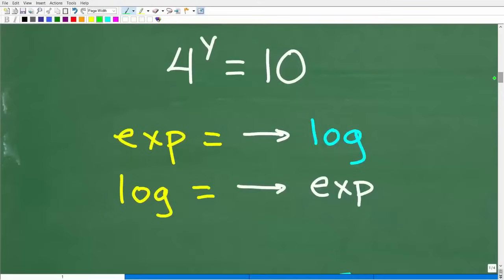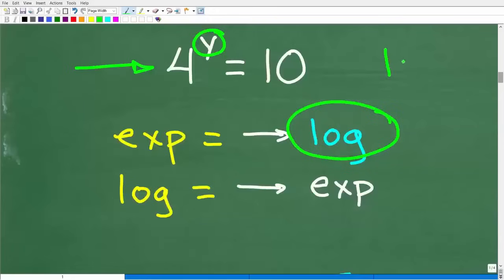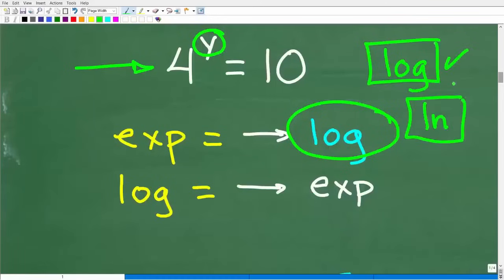We have 4 to the y power is equal to 10. Again, this is an exponential equation. The main thing that you have to understand is the following. When you have an exponential equation like this right here, we need to use logarithms to solve. Now, if you've never heard of logarithms, if you look on your scientific calculator, you'll see a log key like this, or this key right here. This is ln.